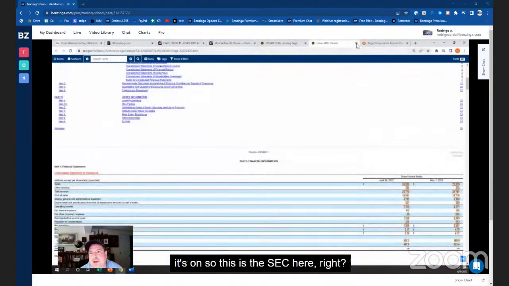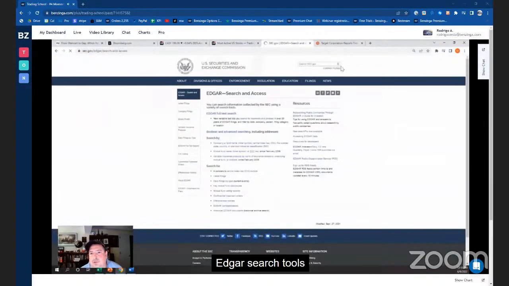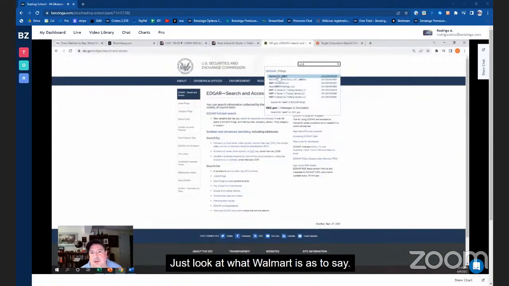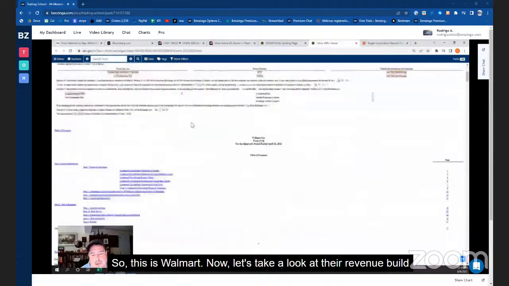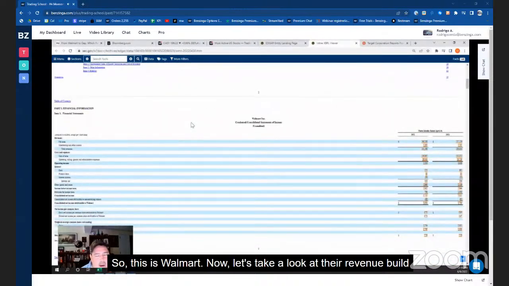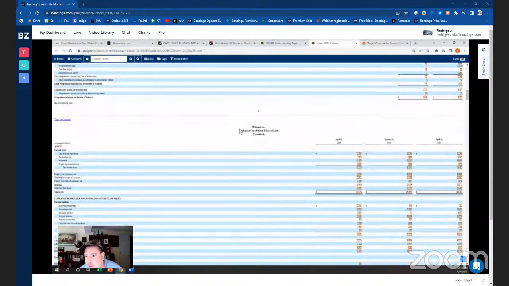So this is the SEC here, right? So let's see, Target, Edgar Search Tools. Just take a look at what Walmart has to say. So quarterly report, June 3rd. So this is Walmart. Now let's take a look at their revenue buildup. So that's going to be on the balance sheet.